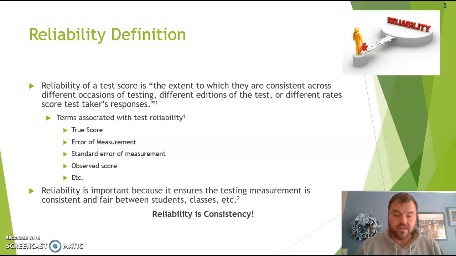So let's talk about reliability. Reliability of a test score is the extent to which scores are consistent across different occasions of testing, different editions of the test, or different raters scoring the test taker's responses. The terms associated with test reliability are the true score, the error of measurement, the standard error of measurement, the observed score, and there are multiple. There are a lot of things that go along with test reliability, and the umbrella term is reliability, with these terms underneath it.